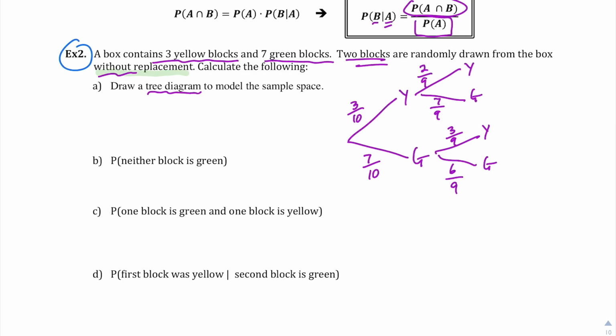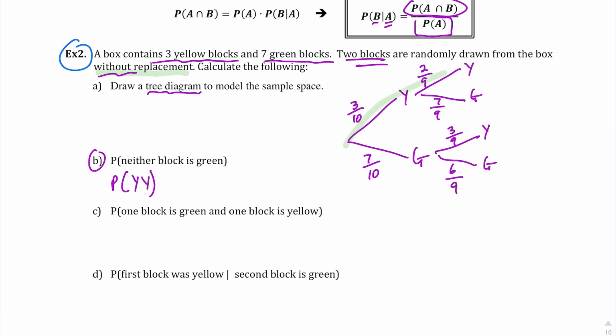And then just a reminder, generally speaking, we multiply along the branches of a tree diagram and we add across the branches of a tree diagram. And I'll explain what I mean by that as we get through a couple of the examples. Okay, so let's start example 2b, probability that neither block is green. There's a few different ways of expressing this. This is, of course, the same thing as the probability of drawing yellow followed by yellow.